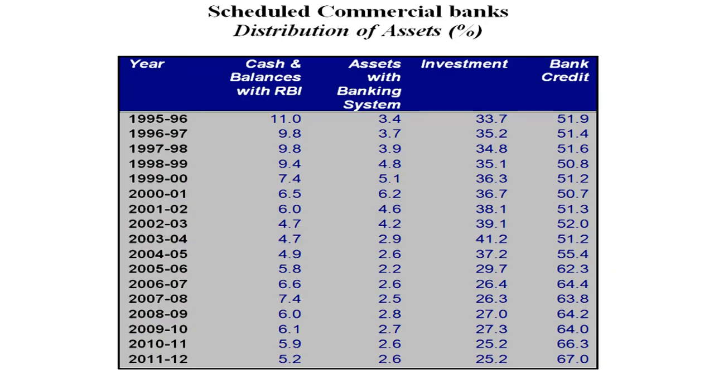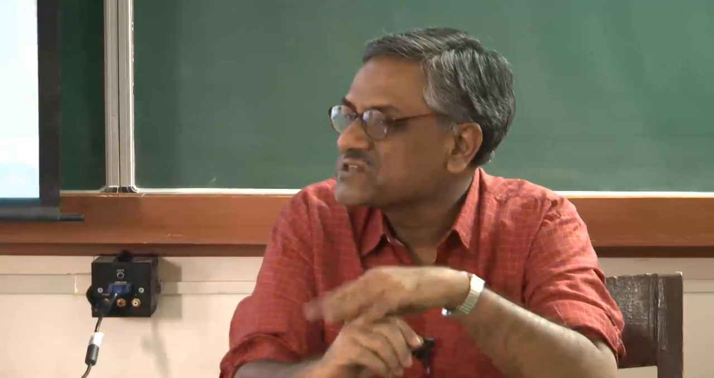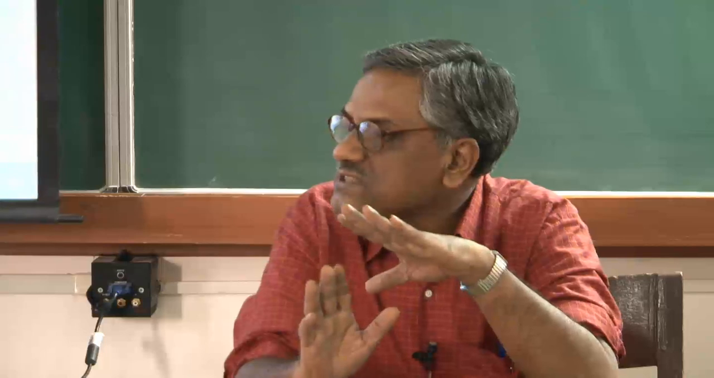Now, if you look into the percentage numbers, you can clearly see what I told you. Cash balances individually are less than 10%, and assets with the banking system also less than 10%. So, 90% of commercial bank assets are because of loans, cash credits and investment activities. Investment activities are to the tune of 29%, 26%, 27%, 25%. And the bank credit is a very steady number from 2005-6: 62, 64, 63, 64, 64, 66, 67. So, the investment percentage varies, but bank credit is very steady, 64% of the total assets of the banking system lie with the loans.